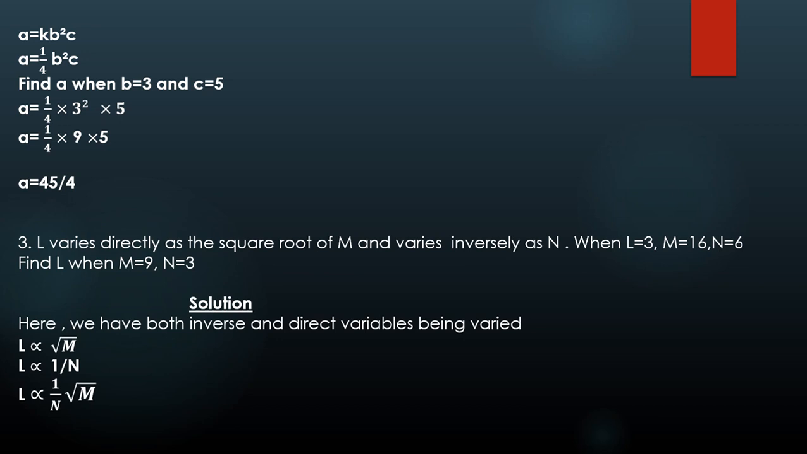So if we join them together, we'll have L varying inversely as N and directly as the square root of M. So bring in your equal to sign and then your constant of proportionality. L becomes K over N times root M. So that's as simple as that. There can't be any combined variation tougher than this.